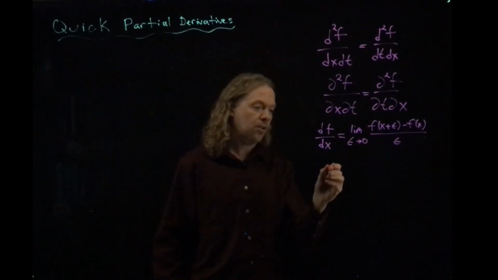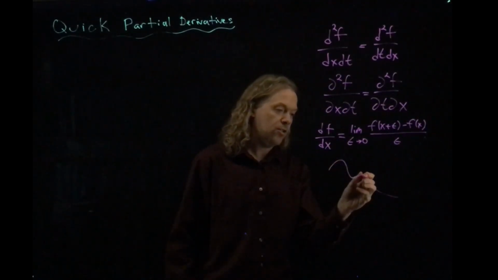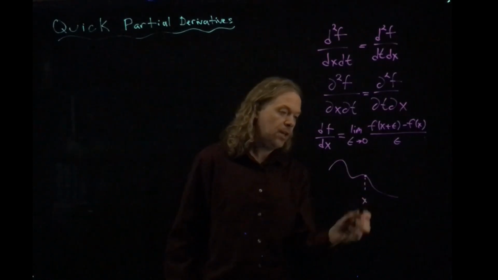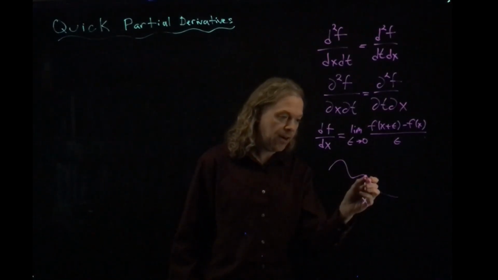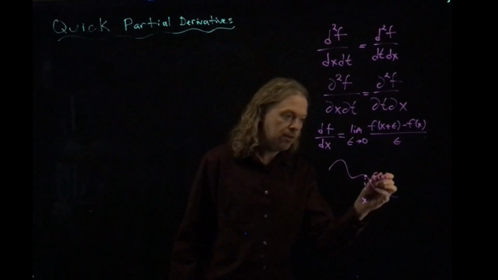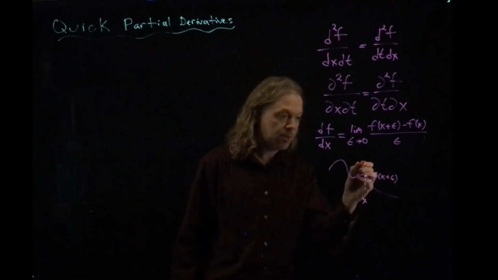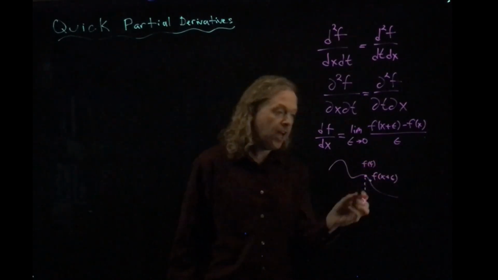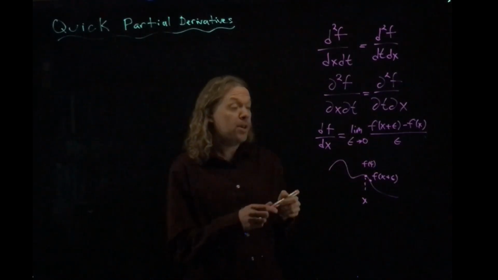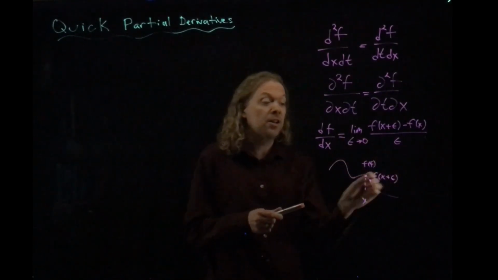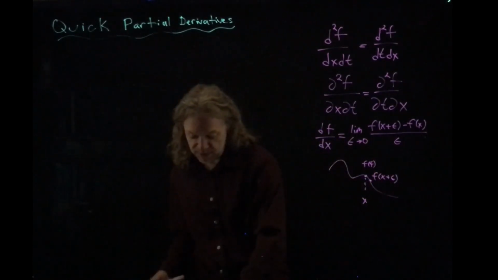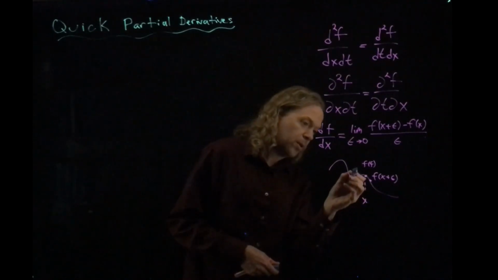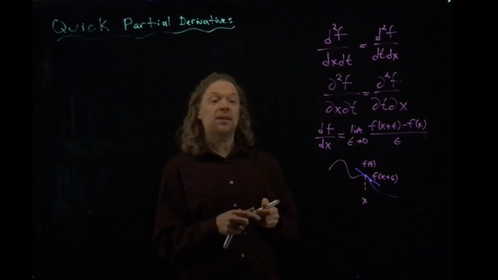So you can think of that as, okay, here's your f, here's your x. You're going to evaluate f a little higher up here. You're going to find what that is. Then you're going to subtract off this guy, and you're going to divide by epsilon. But you're going to do that as epsilon gets smaller and smaller. That's the literal definition of the derivative, and that's how you get the slope right there.